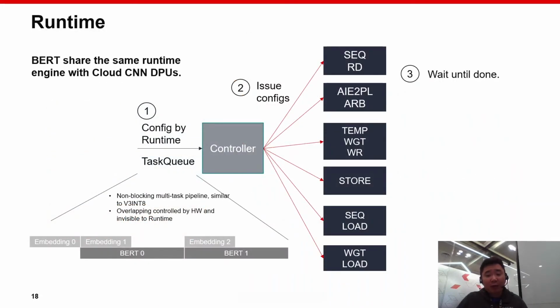The BERT overlay has a unified runtime engine, just like the DPU for DDR-based Alveo cards like U200 or U250. And some highlight runtime features are reserved and work for BERT as well. For example, this multitask pipeline would allow the embedding 1 running on the PL side while the BERT 0 is running on the AI engines. So it improves the end-to-end performance and reduces latency.